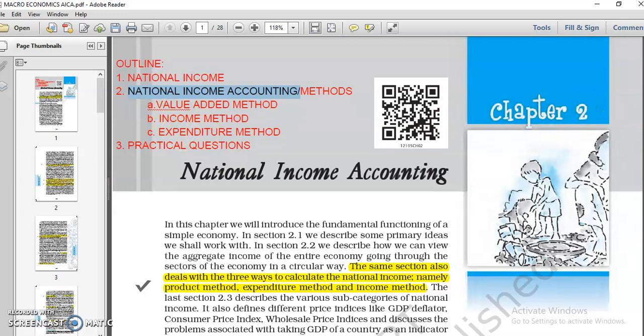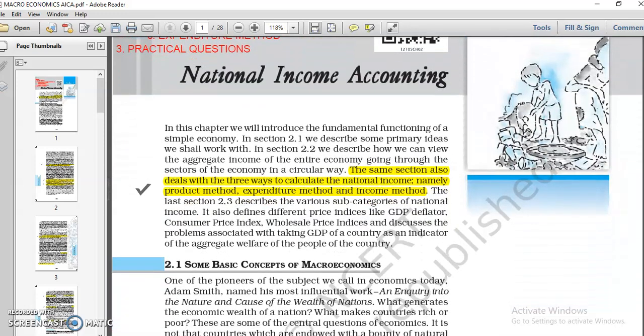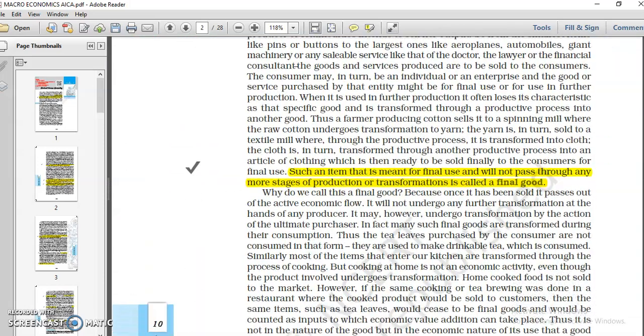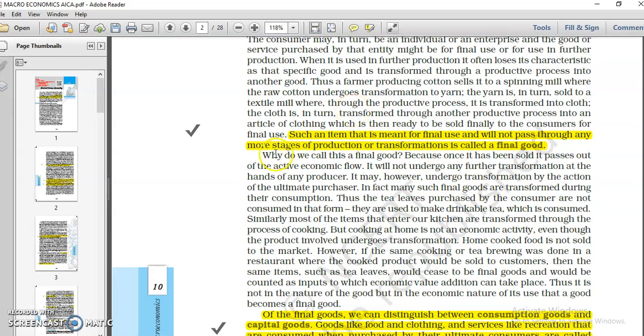After understanding the meaning, I will make you understand the other things which we already did in class. This is just a recapitulation. For the value added method, you first have to know about final goods, because when we calculate national income by this method, you have to take only your final goods value, not the intermediate goods.